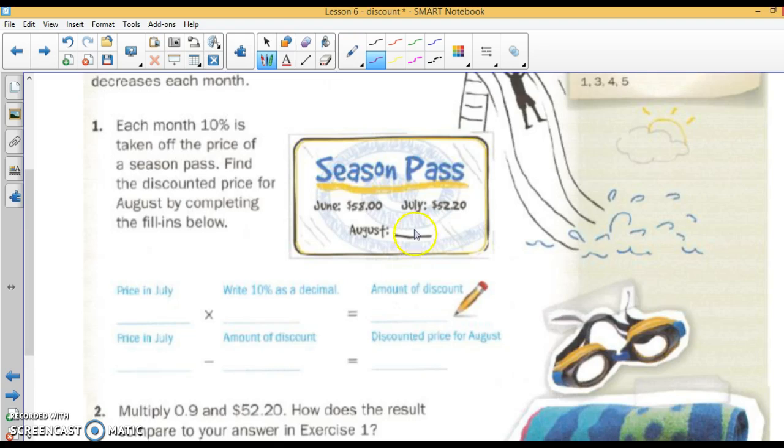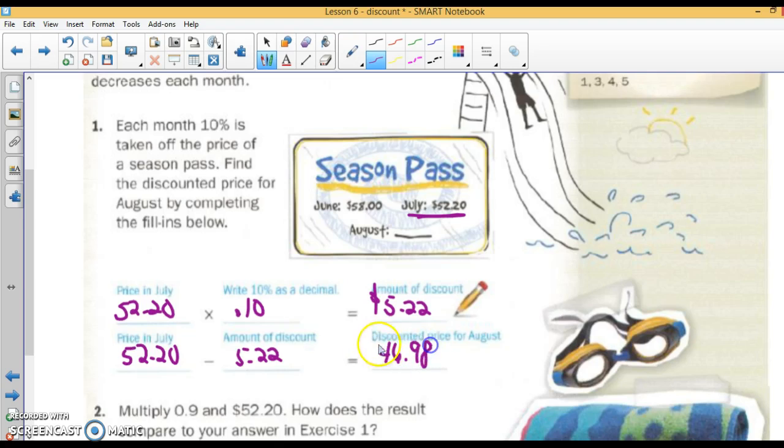Well, August is going to be 10% less than July. So, the price in July is $52.20. 10% of that, so 0.10. And if I multiply that, I will get $5.22. That's the amount of our discount. So, to find the new price, I take my July price and I subtract the discount, and I end up with $46.98. Now, that is the way we've been doing it all along. Find the amount of the discount and subtract it.